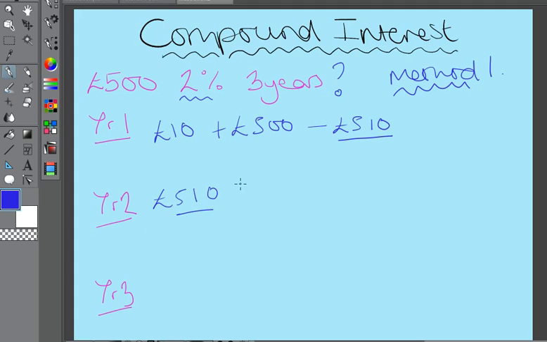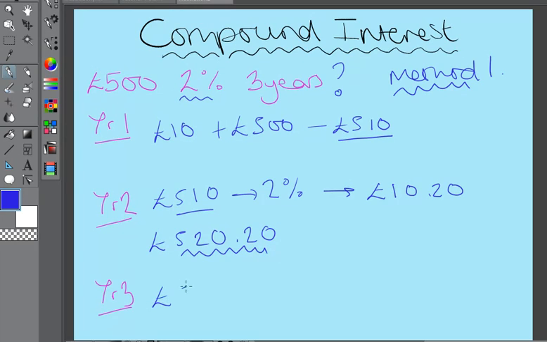So now we need to figure out 2% of this. And 2% of this is going to give us £10.20. Quick maths. So our total by the end of year two is going to be £520.20.